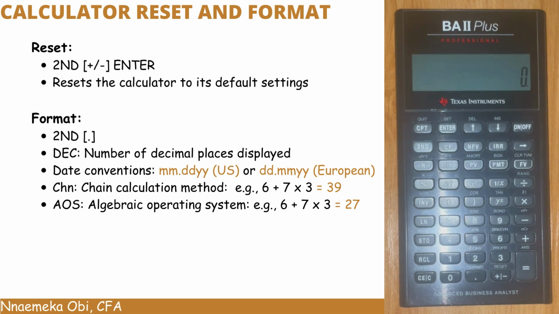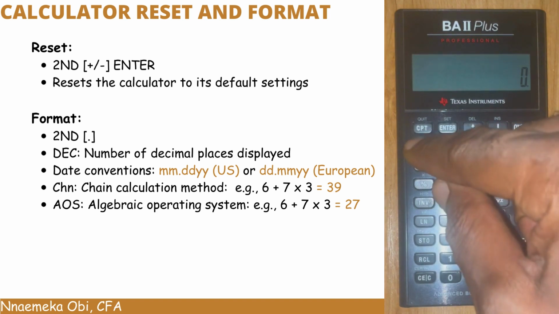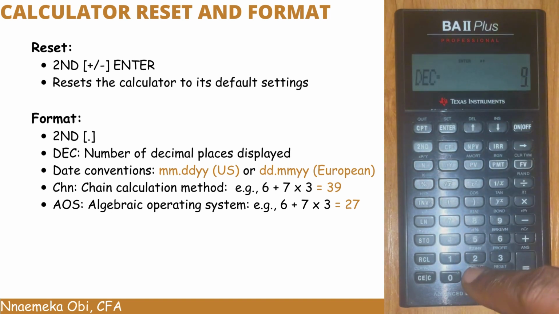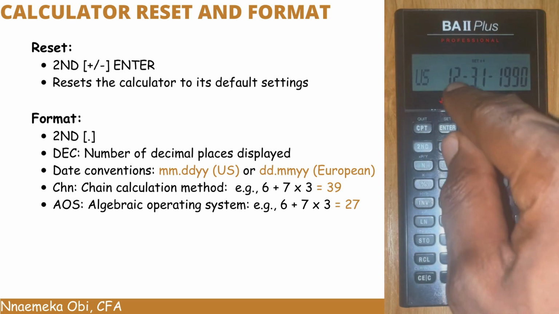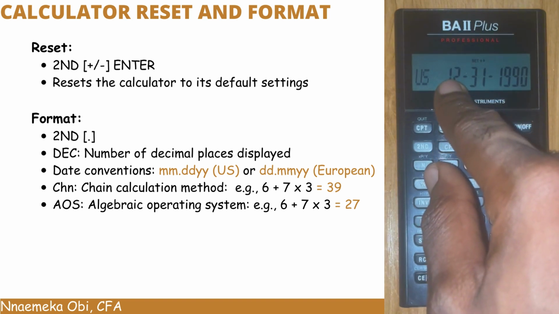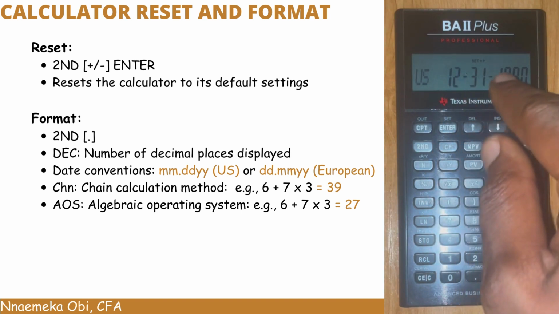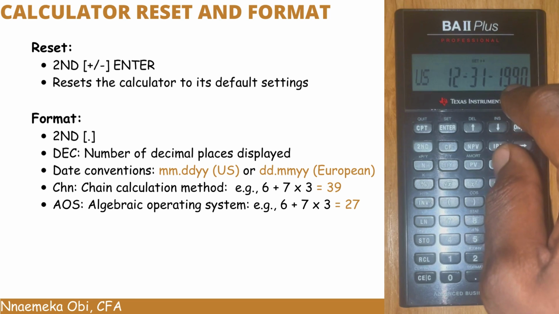Now we can also change our date conventions, okay? So we'll press second function, we'll press format. So if you press arrow down, you press arrow down again, you will notice it display US, okay? So this is the US date convention, okay? So what will be displayed first is the month, followed by the day, and then finally the year, okay?